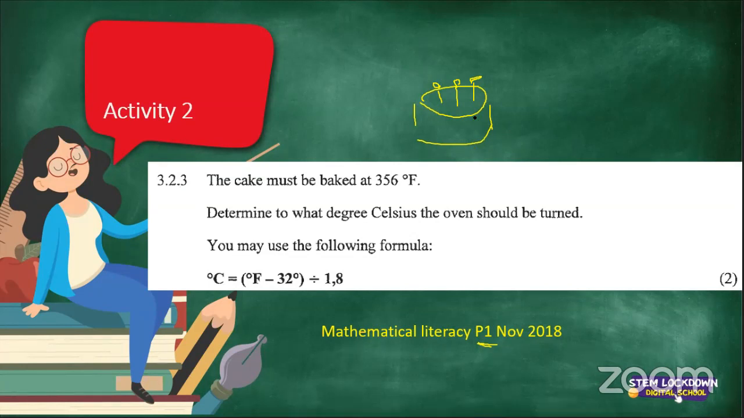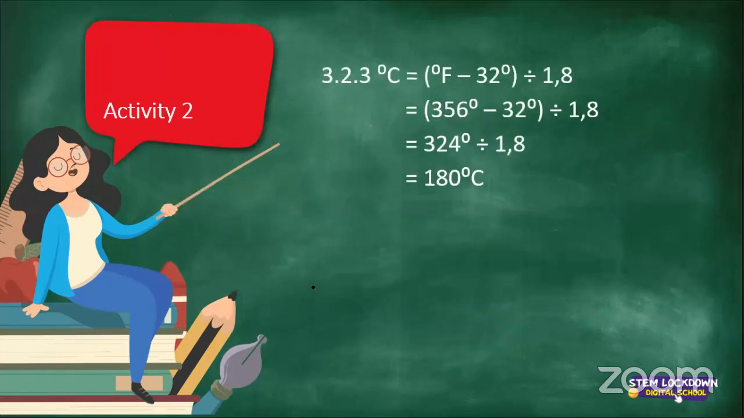For this one, all you basically need to do is substitute your 356 into your formula. First start by writing up the formula as it is, then substitute your values, simplify, and then give me your answer. So here it is, 356 minus 32. Maybe a mark for that step. Sometimes I give you a mark for this, if it's 3 marks. If you subtract those two, there's your answer, 324 divided by 1,8. So well done, learners. Excellent work. This is activity 2.